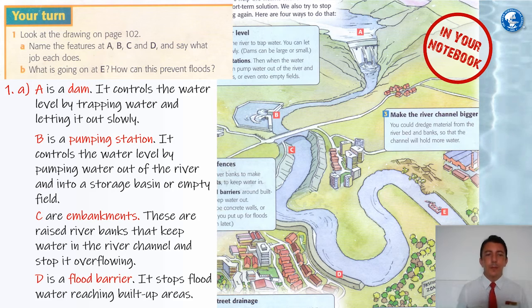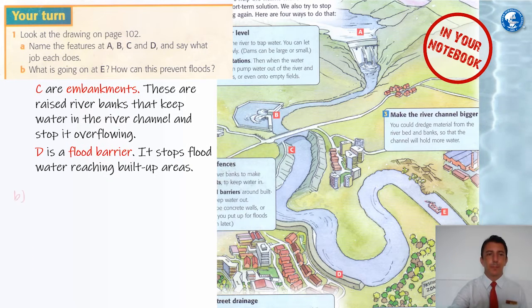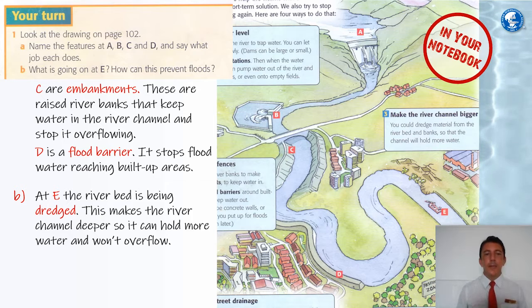D. D is a flood barrier. It stops water reaching built-up areas. So this doesn't prevent flooding, the flood has happened, but it keeps the flood water away from places we want to protect. Okay, in question B, what's going on at E? What is that boat doing? Well, at E, the riverbed is being dredged. This makes the river channel deeper so it can hold more water and the river won't overflow.